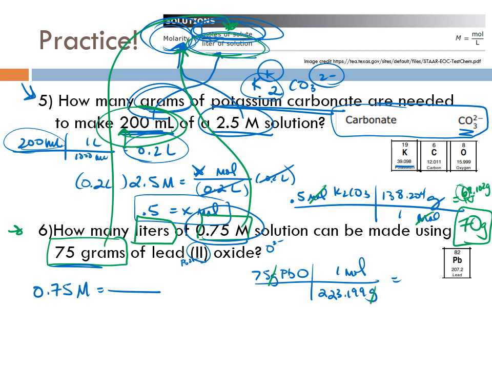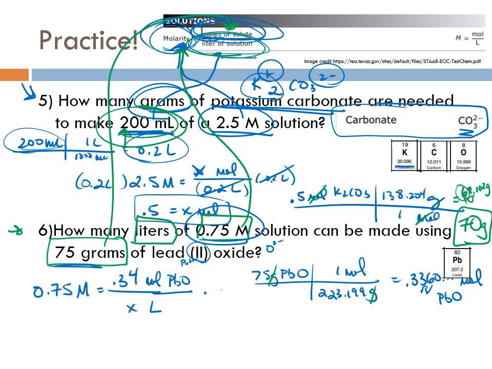75 divided by 223.199 gives us 0.3360, lots of digits, moles of lead 2 oxide. I'm going to put that on the top, 0.3. I'm going to round my 3 to a 4 since that 6 is there, 0.34 moles of lead oxide divided by, I don't know yet how many liters of solution.